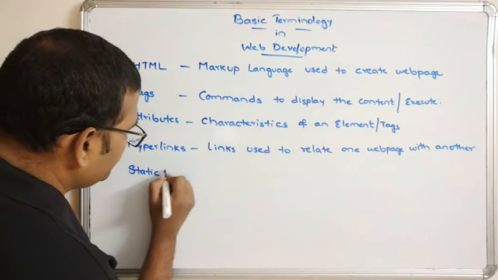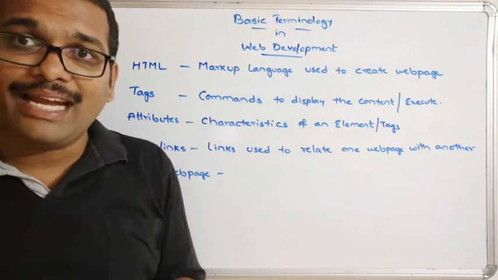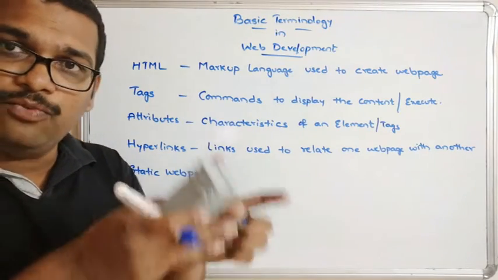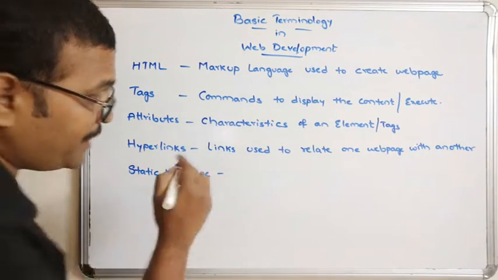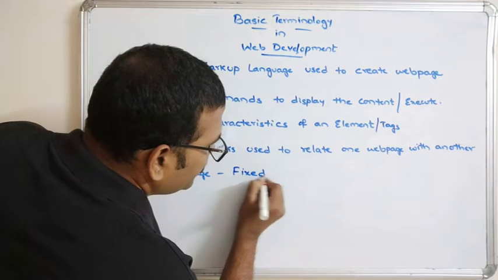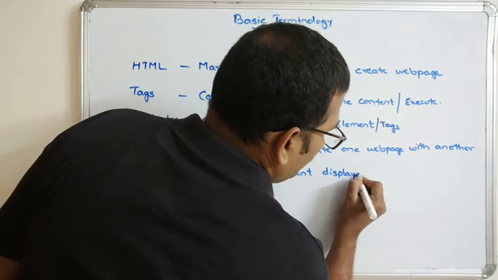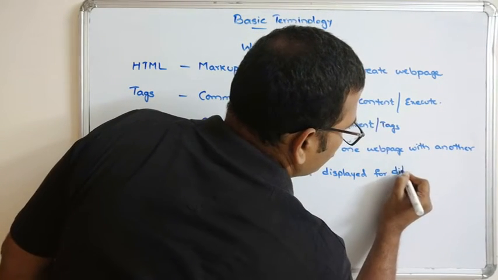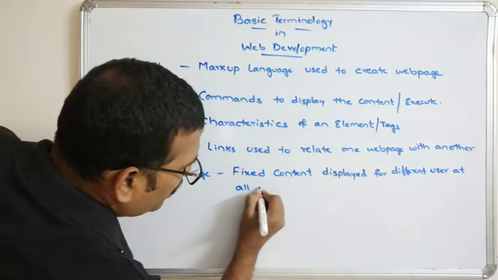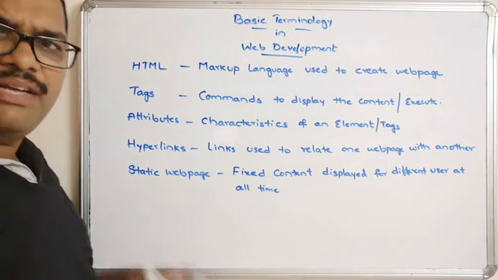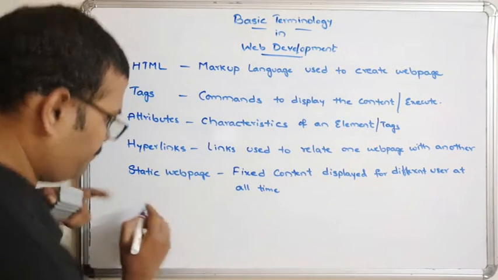Next, static web page. We know the content which is displayed on the browser, we call it a web page. And static means a fixed content. It is not changing. Fixed content displayed for different users at all times. The content is fixed, so we call it a static web page.